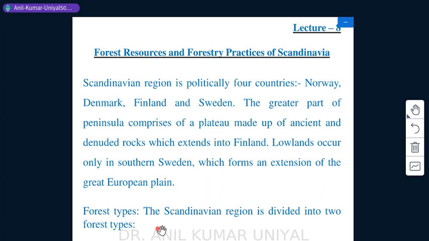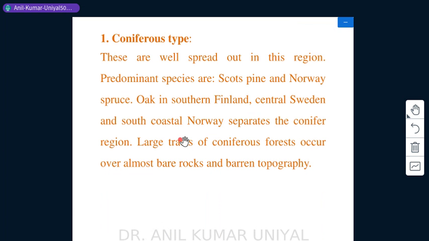The Scandinavian region is divided into 2 main forest types. One is the coniferous forest type, and these forests are well spread out in this region. Prominent species here are Scotch pine, Norway spruce, and oak in southern Finland, central Sweden, and southern coastal Norway. That separates the conifer region from other areas. Large tracts of coniferous forests occur over almost bare rocks and barren topography of this region.